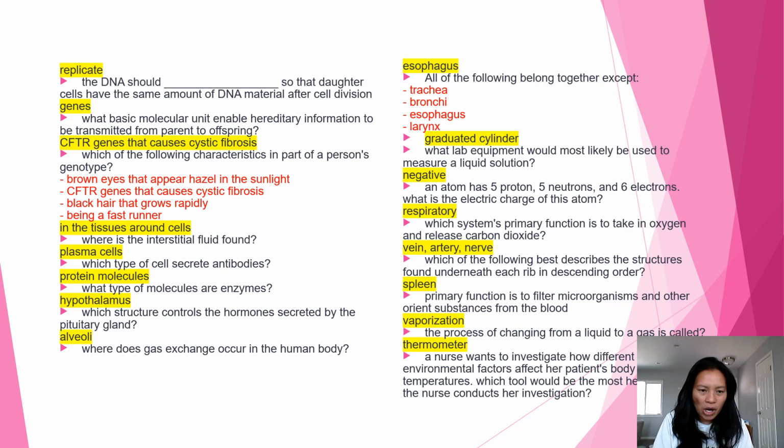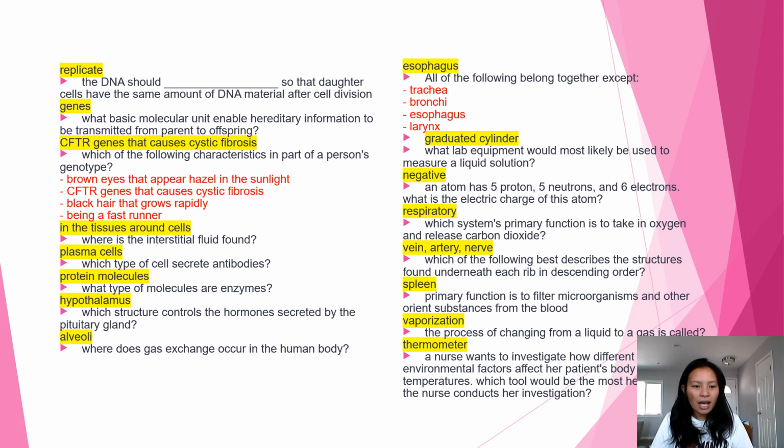So the choices are brown eyes that appear hazel in the sunlight, CFTR genes that cause cystic fibrosis, black hair that grows rapidly, and being a fast runner. The answer is CFTR genes that cause cystic fibrosis. Where is the interstitial fluid found? It is found in the tissues around the cell.